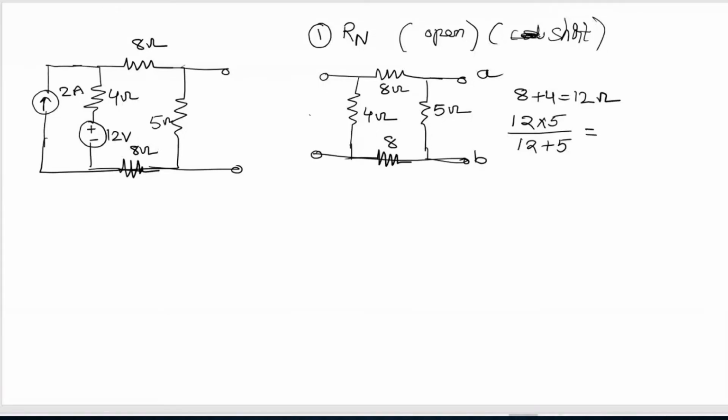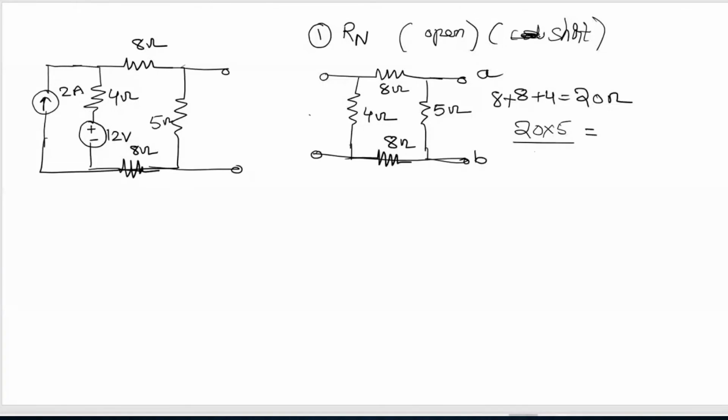So 8 and 4 are in series, so you add them. 16 plus 4 is 20. And that 20 ohms, which is in series, is in parallel with 5 ohms. So 20 into 5 divided by 25, which gives 4 ohms, which is your Rn.